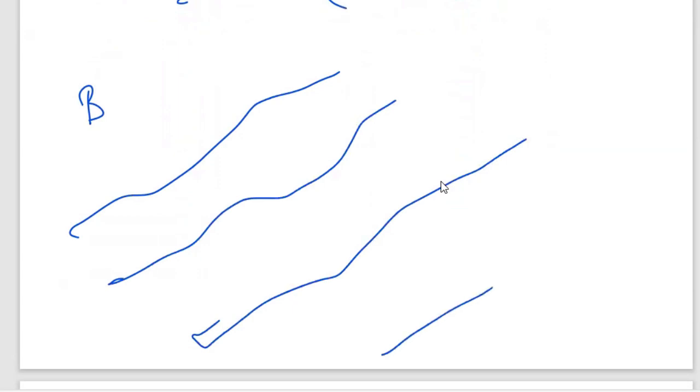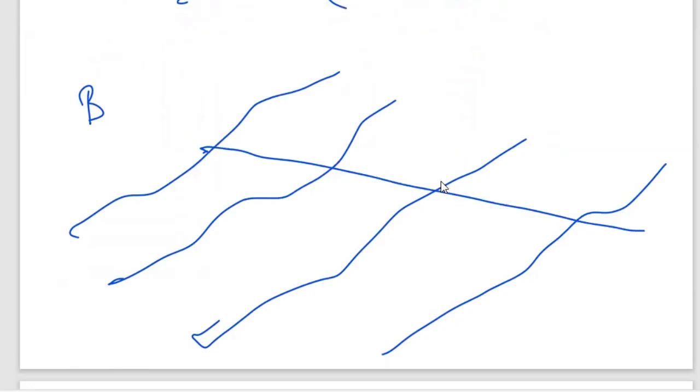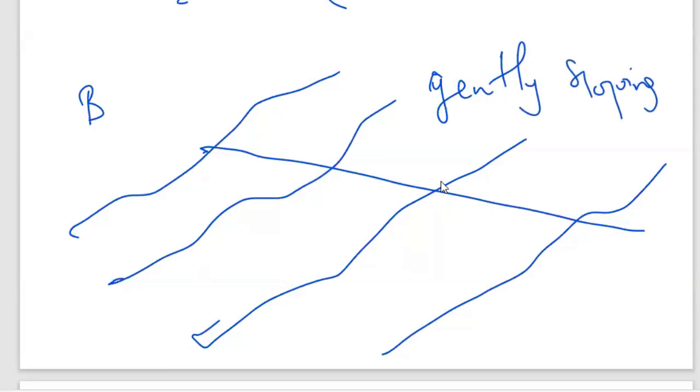Comparing it to area B, maybe you have the contour lines like that. If you are to check the nature of the landscape along this line here, you tend to find that this is a gently sloping landscape. The gradient here is gentle. The area is almost flat because the contour lines are far apart from each other.